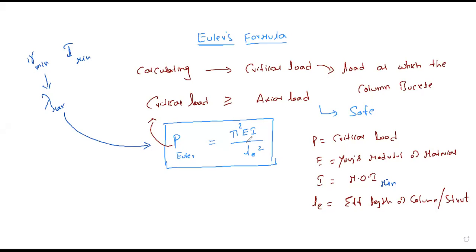So let's do one derivation of Euler's formula for different end conditions. If I teach you one, the Euler's formulas for the other end conditions will follow. Before that, let's see the limitations for the use of Euler's formula. In your competitive exams or external examination, they may ask what the limitations of Euler's formula are. What do you mean by limitation? It means when we have to use this Euler's formula.